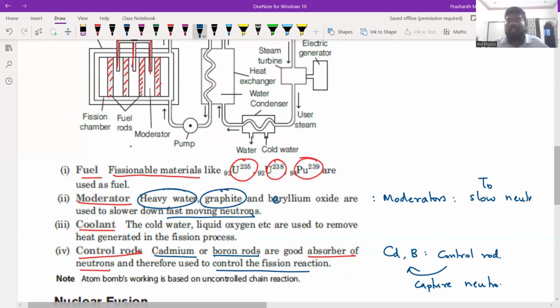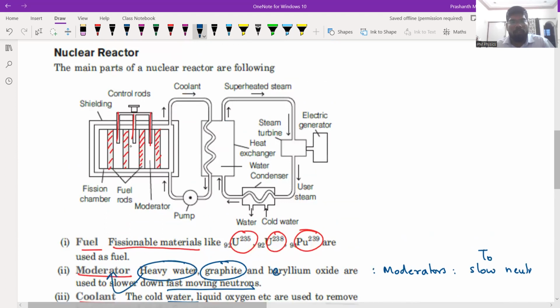In this reaction, since energy is released in the form of heat, we want to cool the whole setup. If you want to cool the whole setup, we need coolants. The coolants can be normal water, or even heavy water can be used. Heavy water can be used both as moderator as well as coolant. Both are okay for heavy water. We can also use liquid oxygen and liquid sodium as a coolant, to remove the heat generated from the fission process.